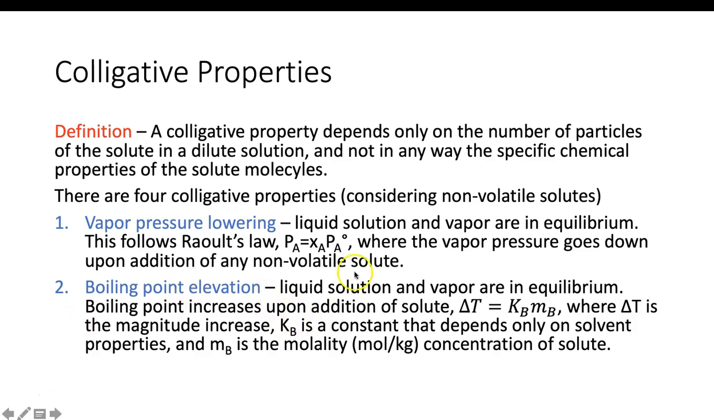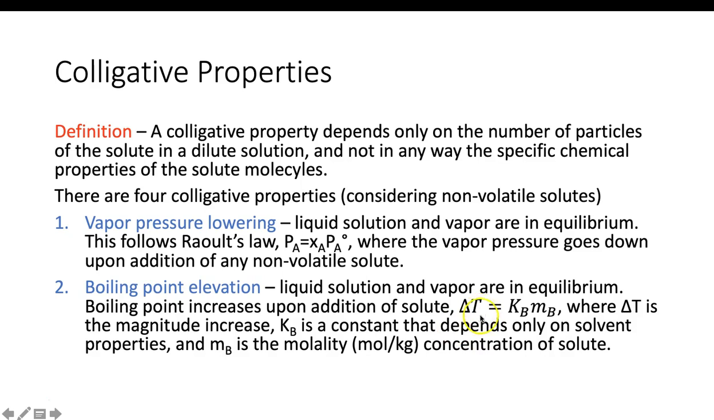So our four colligative properties, the first two are related to solution and vapor in equilibrium. The first one we've already seen, which is basically Raoult's law. If we have a volatile solvent and we add a non-volatile solute, we're reducing the mole fraction of the solvent, so we would automatically reduce the vapor pressure. Okay, and that's the vapor pressure lowering. The boiling point elevation is where you have an increase in the boiling point.